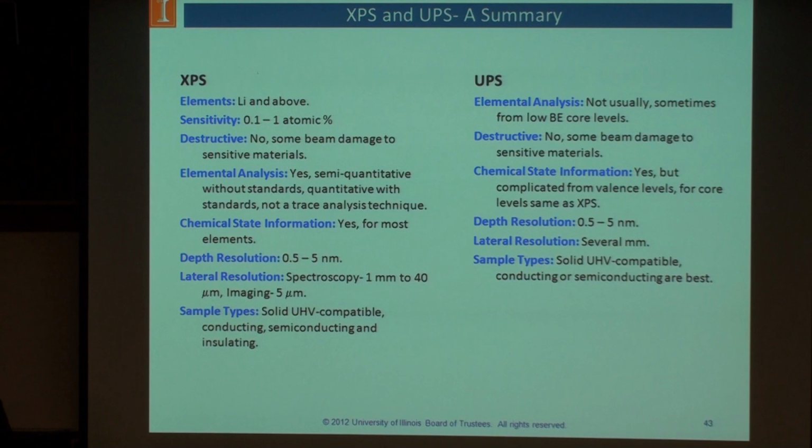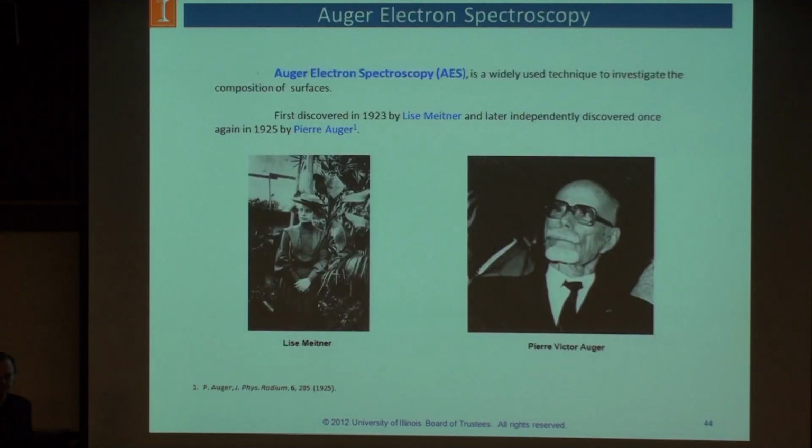And UPS, it's pretty non-destructive. Chemical state information, yes, you can get chemical state information from UPS, but it's complicated and generally requires models. The depth resolution is on the same scale or a little bit less than XPS. Lateral resolution is several millimeters, though, with the source that we have. And again, the samples have to be UHV compatible. Conducting samples work the best with our system.